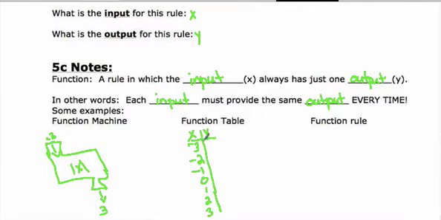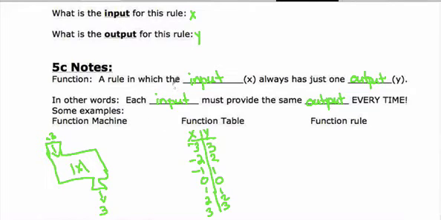And then the output, and I'm going to just use the absolute value again. The absolute value of -3 is 3. The absolute value of negative 2 is 2. The absolute value of negative 1 is 1. And we have 0, 1, 2, 3.